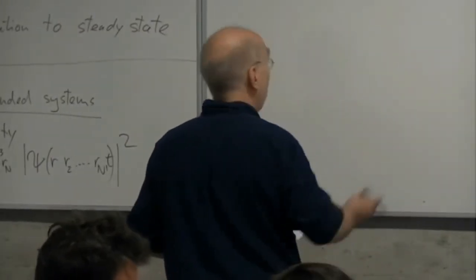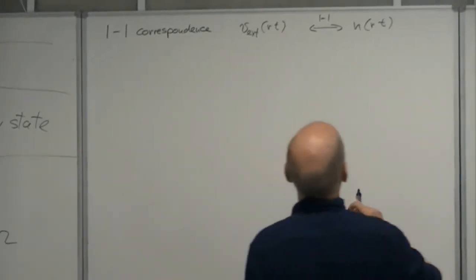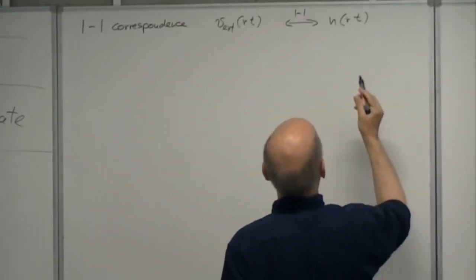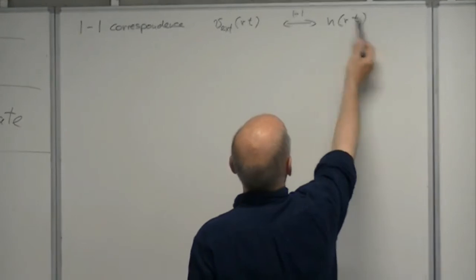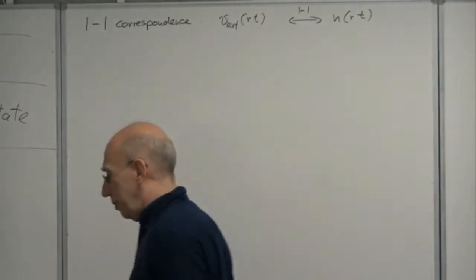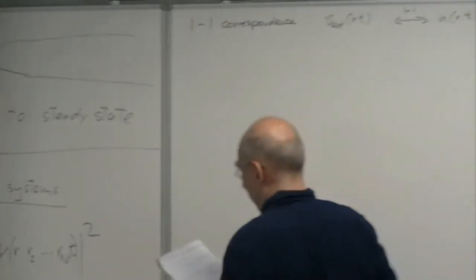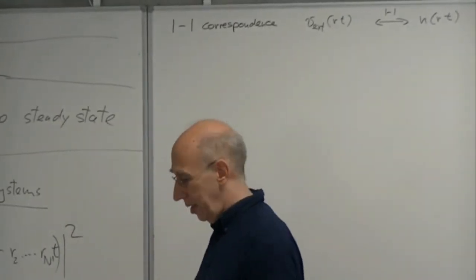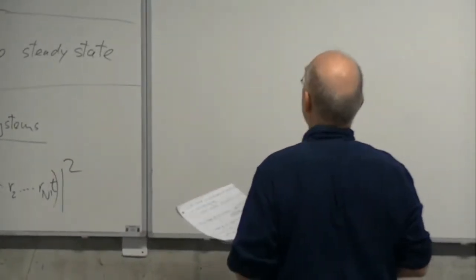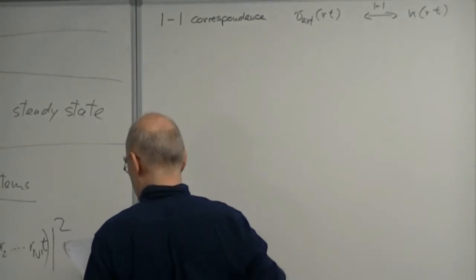Okay. So this is what we want to prove ultimately. Like in the ground state, the idea is that given a density, the corresponding one-body potential is unique. And I'll give you an indication of how the proof goes in a minute. So this is the analog, one could say, of the Hohenberg-Kohn theorem.